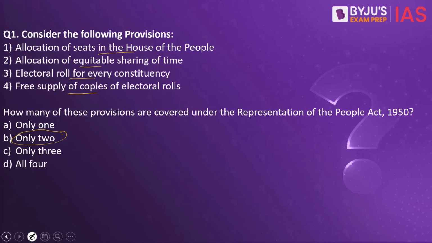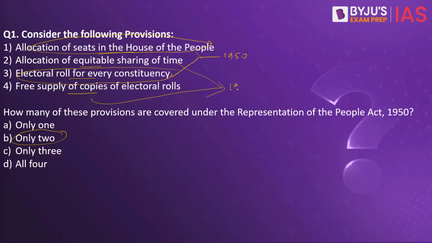So when you look into allocation of seats in the House of the People, yes, it is mentioned in the Representation of the People's Act of 1950, and the electoral roll for every constituency is also mentioned in the 1950 Act. But when it comes to the other two, that is the allocation of equitable sharing of time and free supply of copies of electoral roll, these are mentioned in the Representation of the People's Act of 1951. So how many of these provisions are covered under the Representation of the People's Act? It is only two provisions which are covered under the 1950 Act.